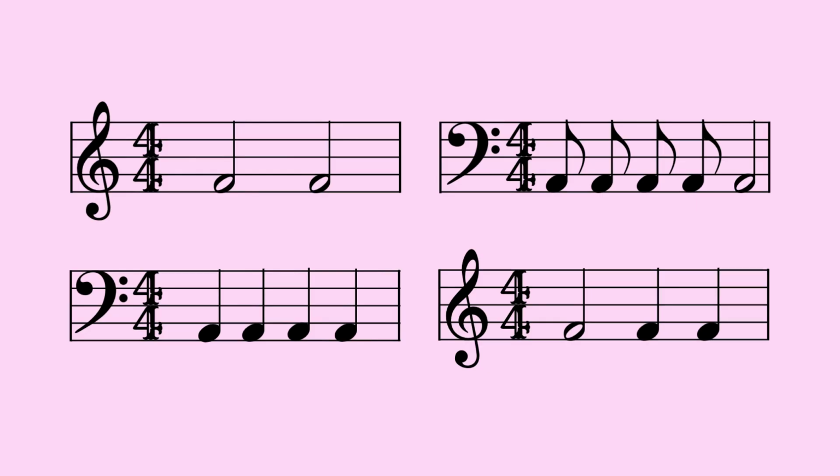In 4/4 time, every measure needs to add up to four beats. So one whole note fills the whole measure. Two half notes fill the measure. Four quarter notes fill the measure. A half note plus two quarter notes also fills the measure because 2 plus 1 plus 1 equals 4. You can create lots of different rhythm patterns, but the total number of beats has to match the time signature.